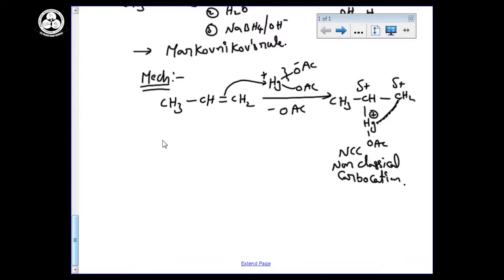Markovnikov rule itself we are saying means the reaction intermediate is a carbocation. So in carbocations, rearrangements are possible. Here non-classical carbocations, the previous mechanism already explained to you. Non-classical carbocations are more stable than normal carbocations. Why? Because they satisfy the octet rule. Normal carbocation has 6 electrons, but non-classical carbocation has 8 electrons in the valence shell. Second step, we are going to add the water.